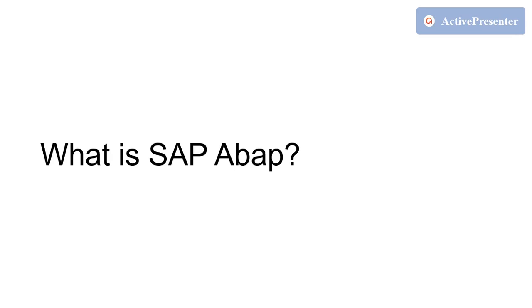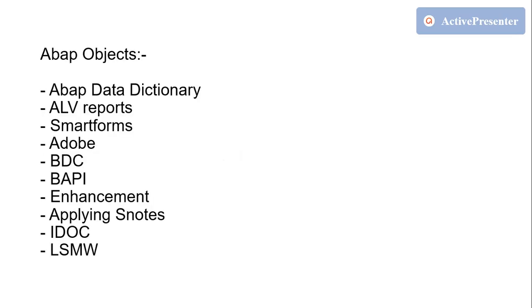There are many objects in the SAP ABAP module. Let's see those quickly. There is the ABAP data dictionary, which deals with creation of Z tables, structures, table types, lock objects, and view maintenance, and all of those can be created using the T code called SE11. Then there are ALV reports, which are of two types. One is the classical ALV report and the other is the interactive ALV report.